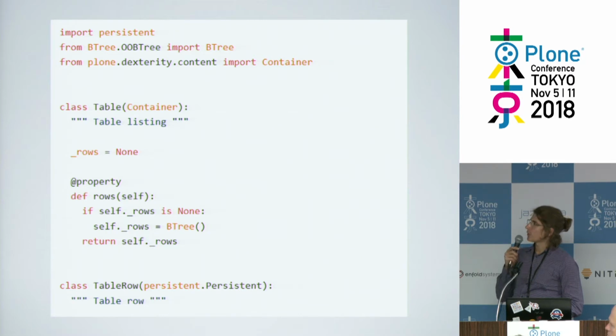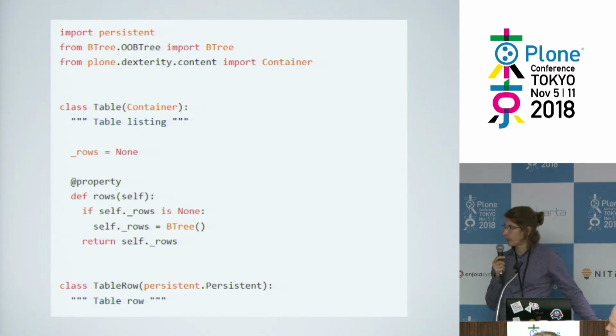So this is an example implementation. Table is a dexterity container. The rows, I added it with underscore rows because I just wanted to make sure nobody can accidentally access it through the URL. And instantiate it when accessing it the first time. And table row is a persistent object.